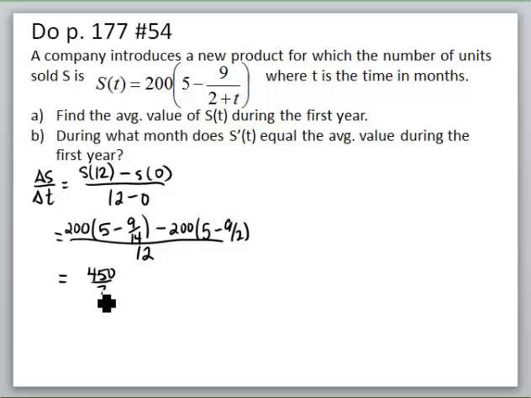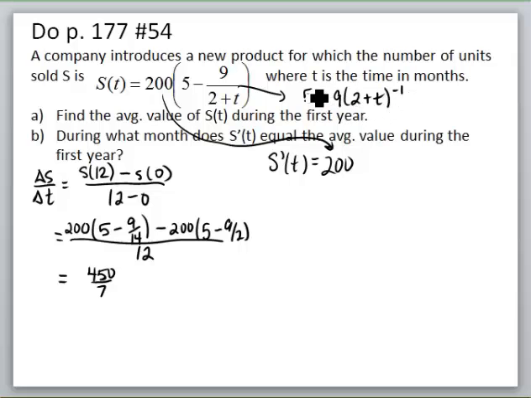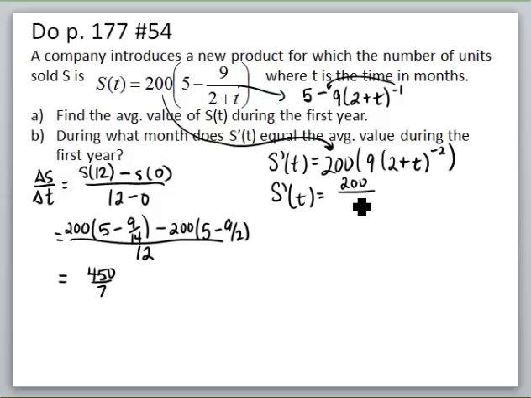Well, that means we've got to find that first derivative. So the first derivative would be, let's keep our constant, 200, just like we always do. And then I'm going to rewrite this off to the side. So this would really say 5 minus 9 times 2 plus t to the negative first. So the derivative of 5 is 0. I'll bring this negative 1 out front, and I'll end up getting a positive 9. Rewrite what's on the inside, 2 plus t, and then I'll lower that by 1, which gives me negative 2. So S prime of t is equal to 200 over 9 times 2 plus t squared.